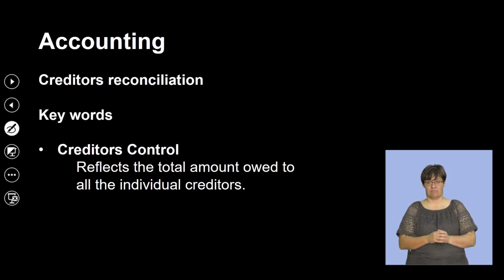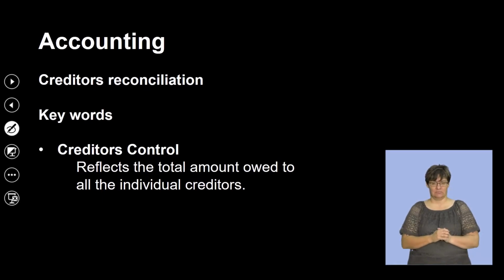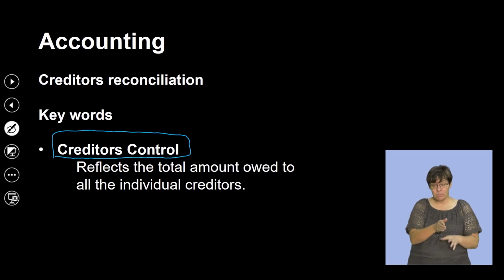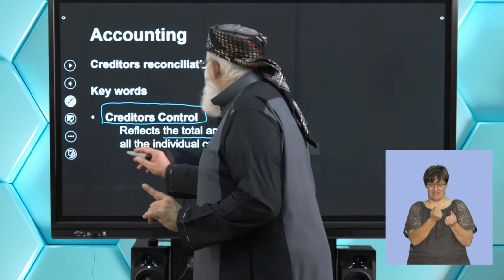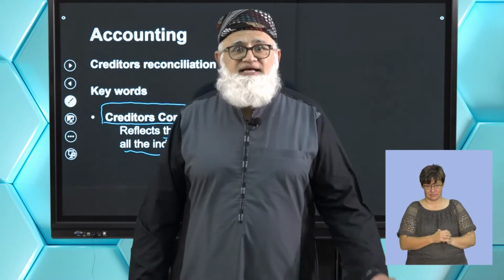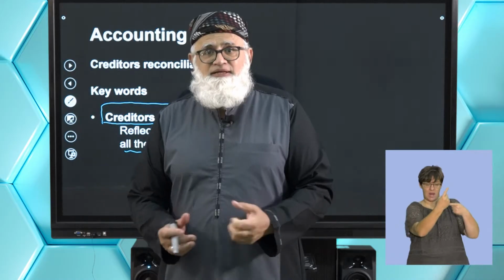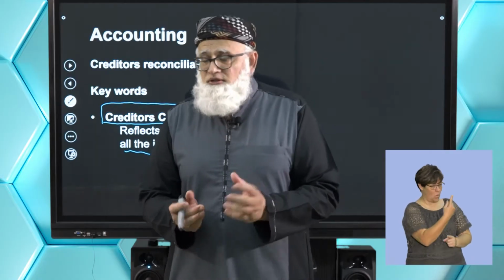We've spoken about some words here. Let's go into an explanation so that you have a clear picture in your mind of what we're talking about. What is your creditors control? Remember, it's one account that's kept in your general ledger and it reflects the total amount owed to all the individual creditors, right? Like I said earlier, the creditors control account will show you one balance, the total amount that you are owing to your creditors, one amount.